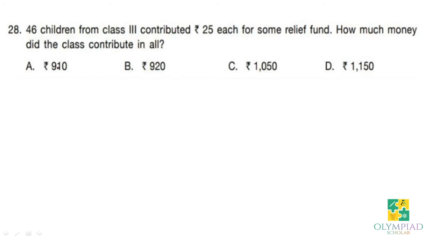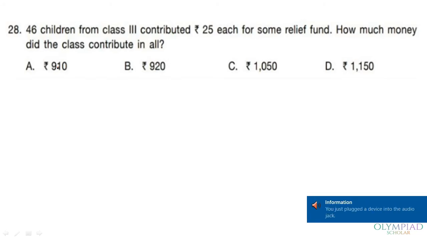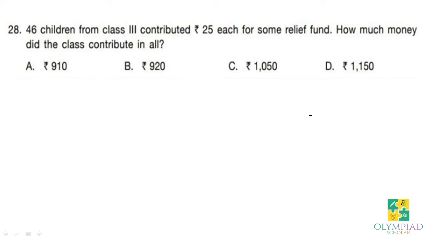46 children from class 3 contributed 25 rupees each for some relief fund. So if we talk about today's time, you can contribute some money to the relief fund for COVID-19, which is caused by the coronavirus. Now, how much money did the class contribute in all? 46 children contributed 25 rupees each. So this is a clear case of multiplication. I hope you know the table of 25, which is very easy.